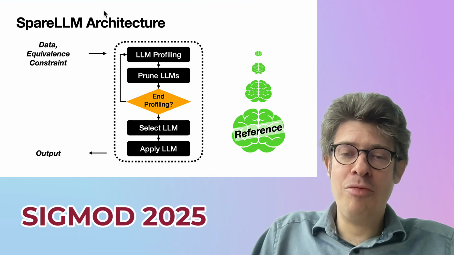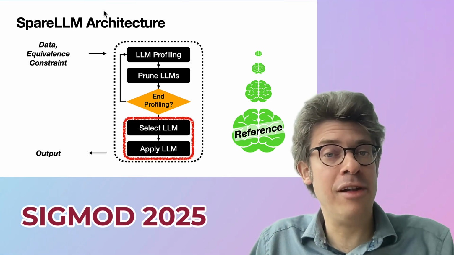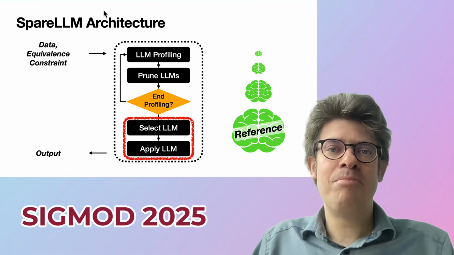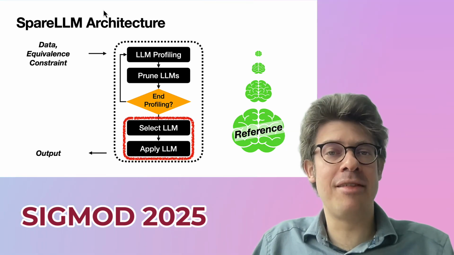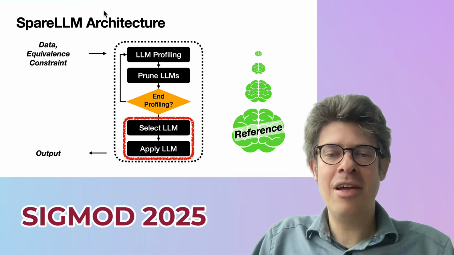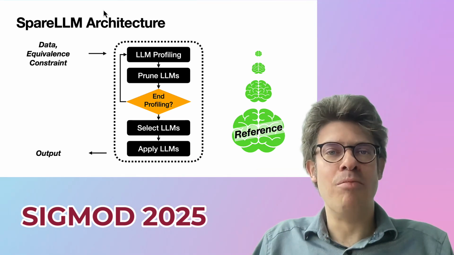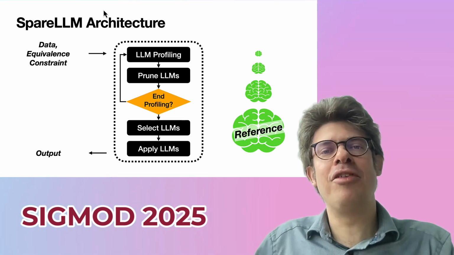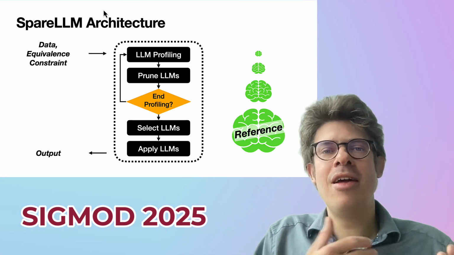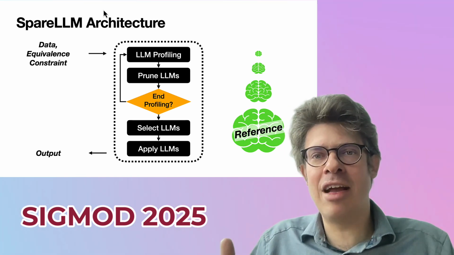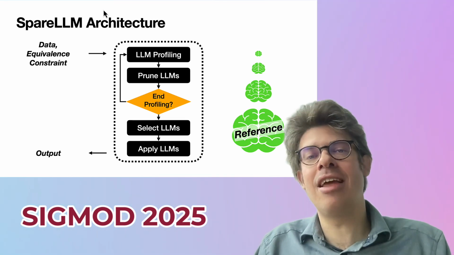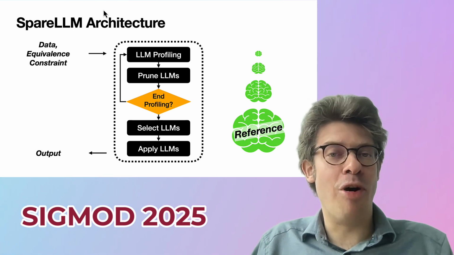Now, so far I have assumed that I will select one single model that I apply to the remaining data items that haven't been used in profiling, but that is maybe more restrictive than necessary. So the final version of SpareLLM doesn't actually select one single model, but it selects a mix of different models in order to process different ratios of the remaining data items, because even if one specific model may not be able to satisfy the equivalence constraints, maybe in combination with some other models it can satisfy the equivalence constraint and become cheaper than any single model.